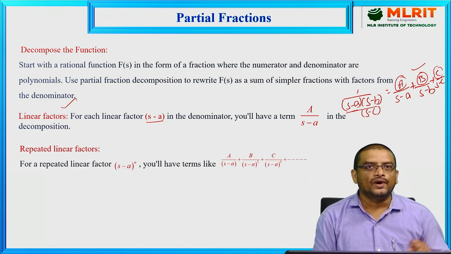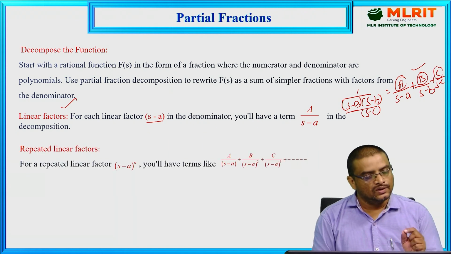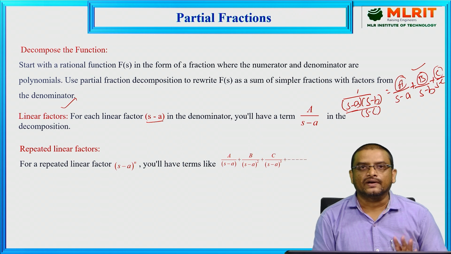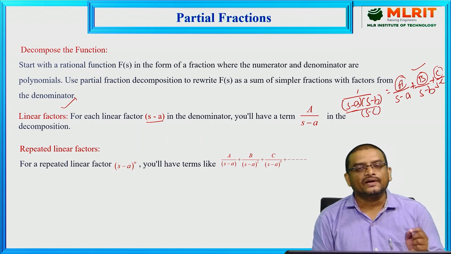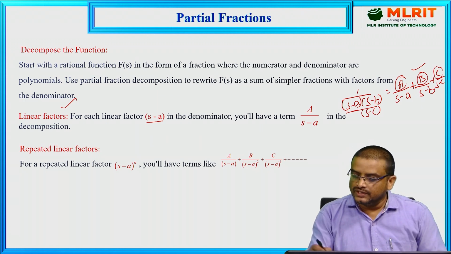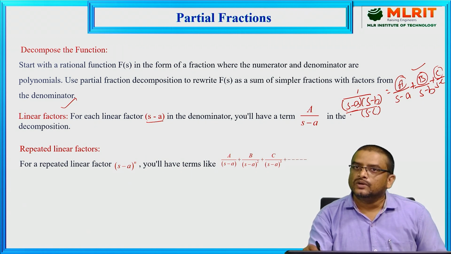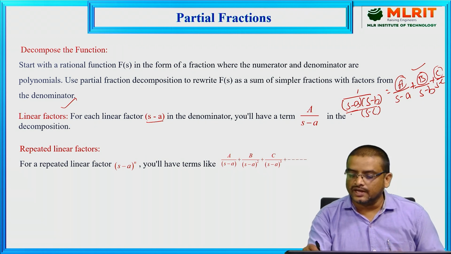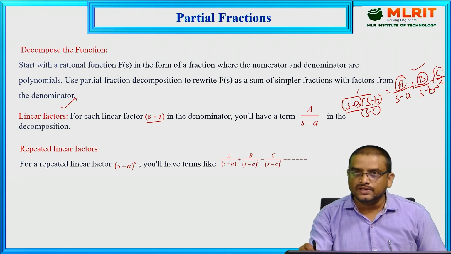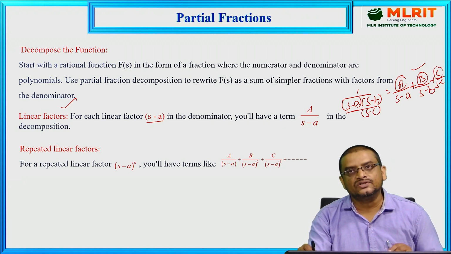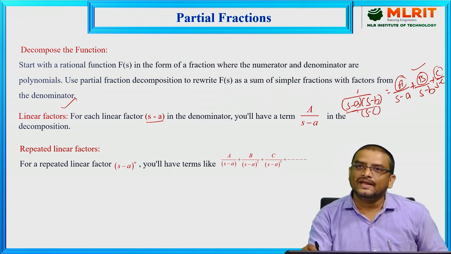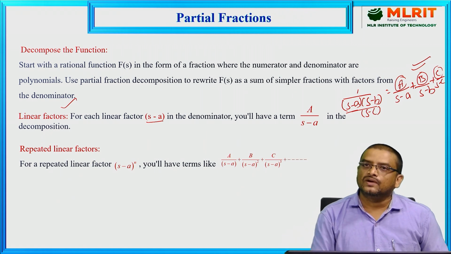And the second point is, suppose a linear factor is repeated. In the first example, s minus a is a linear factor that is not repeated, it came only one time. s minus b is a linear factor which is also not repeated, and s minus c is also a linear factor which is not repeated. So even though we are having linear factors and they are not repeated, we can follow this.